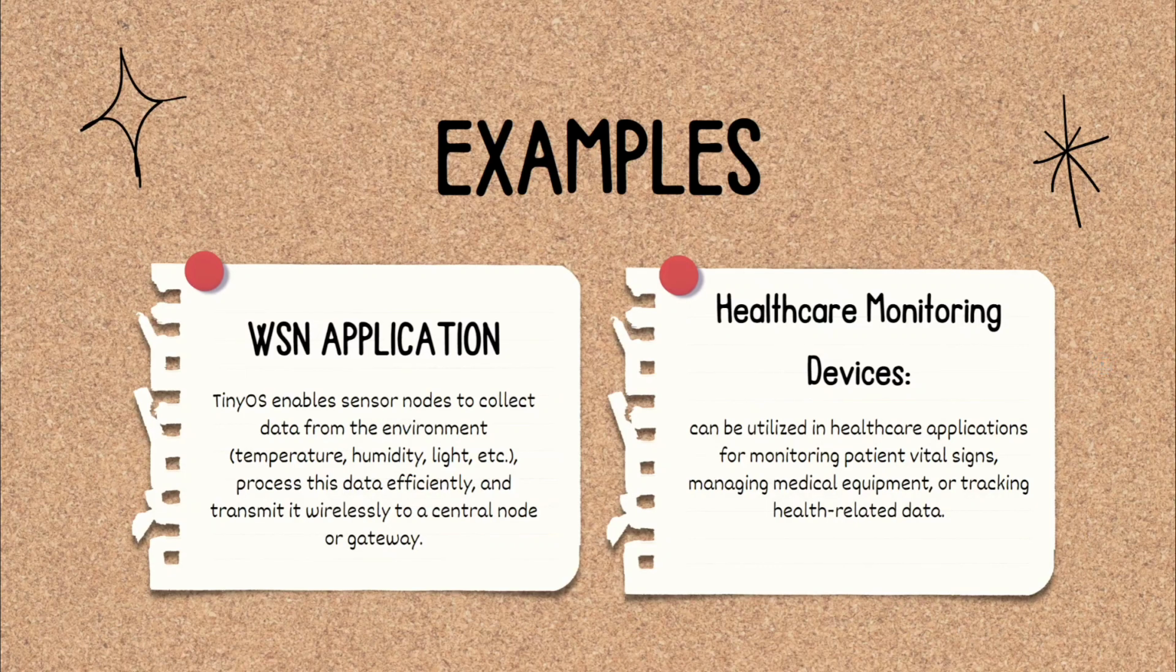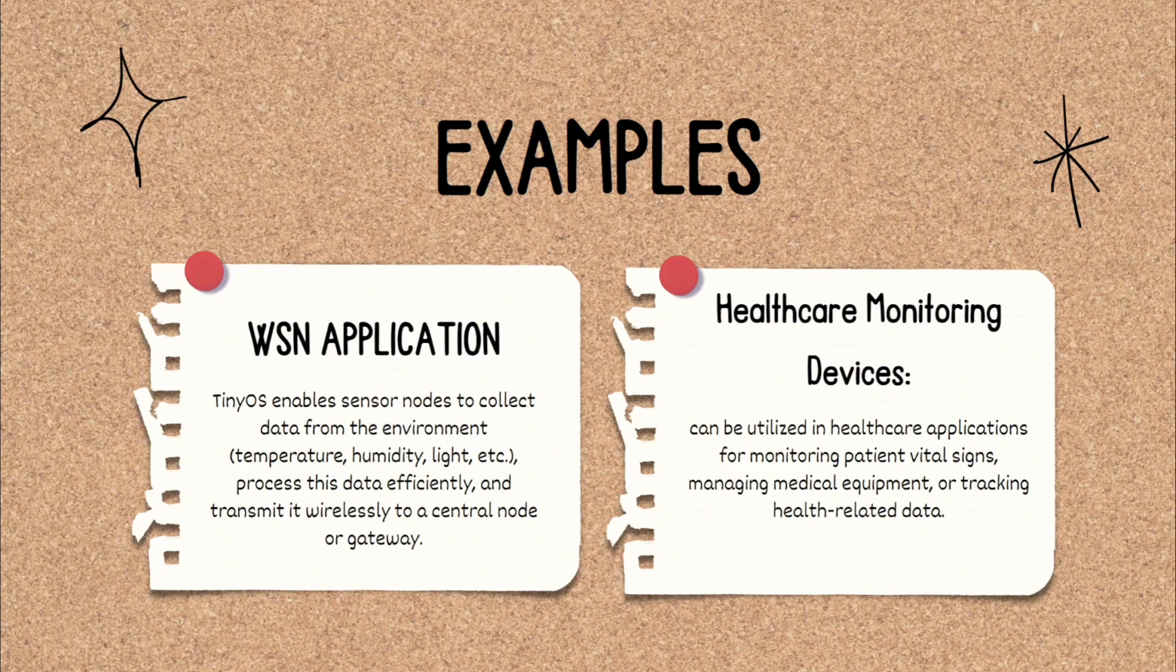Next, I will be talking about the examples of TinyOS. The first one is the wireless sensor network application. In WSN applications, TinyOS enables sensor nodes to collect data from the environment such as temperature, humidity, light, and so on. This data is then processed efficiently and transmitted wirelessly to a central node or a gateway.